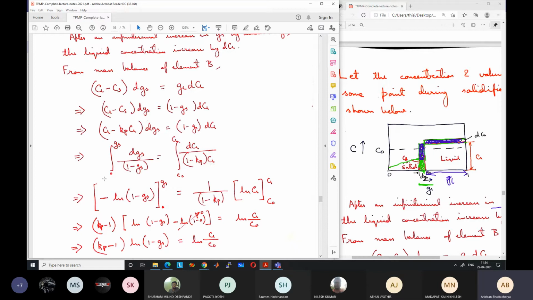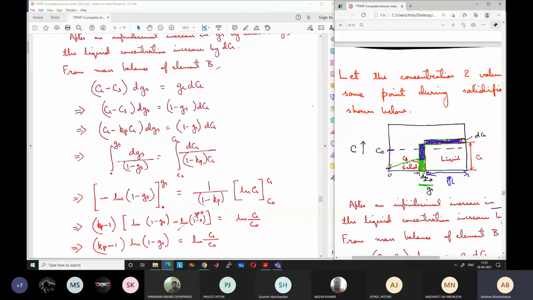Okay. Now integrating, so where does the integration start? From Gs equal to 0. Okay. So if Gs is equal to 0, at that point Cl is equal to C0. If Gs is equal to 0, Cl is equal to C0. Okay. And now at this position Gs is equal to some value Gs and Cl is equal to some value Cl. Okay. So going from 0 to Gs, dGs by (1 minus Gs) is equal to, going from C0 to Cl, dCl by (1 minus Kp) Cl. Okay. So Cl has increased from C0 to some value Cl, while the solid fraction has increased from 0 to Gs.